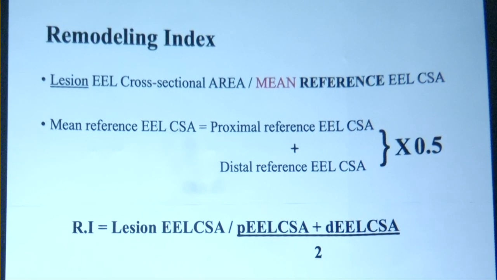Well, that's not the case. Nature is much more forgiving, and so the EEL actually expands. To measure this properly, the imaging pioneers have created a remodeling index. What is the remodeling index? Just look at the bottom highlighted bold letter line, forget the top. The remodeling index means the lesion EEL cross-sectional area divided by the average EEL cross-sectional area proximally and distally. It tells you what the EEL area is compared to the reference area average, simply speaking.